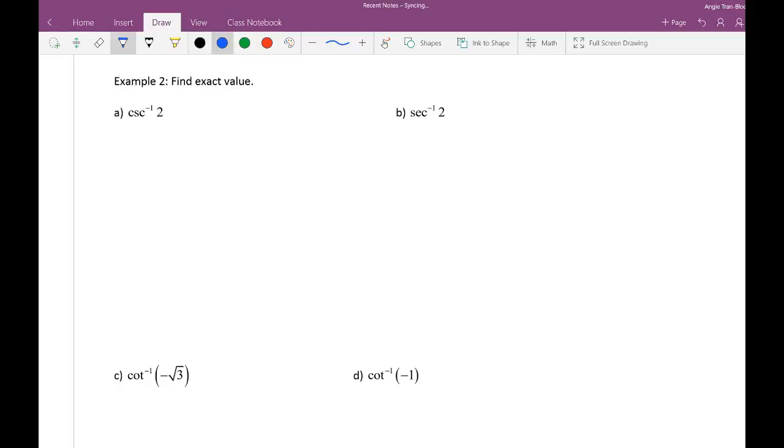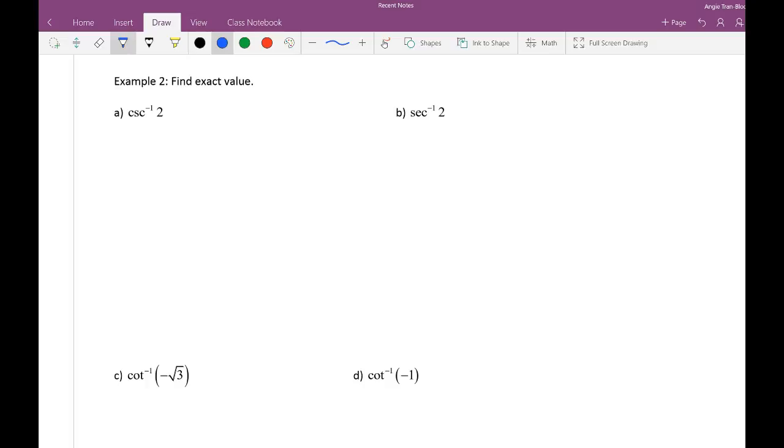Hey guys, this is example 2 in 7.2, okay? So now that we have gone over all of our inverse functions, I can give you any inverse and you are expected to find the solution, okay? So example 2, directions: find the exact value. Again, exact value means no calculator.